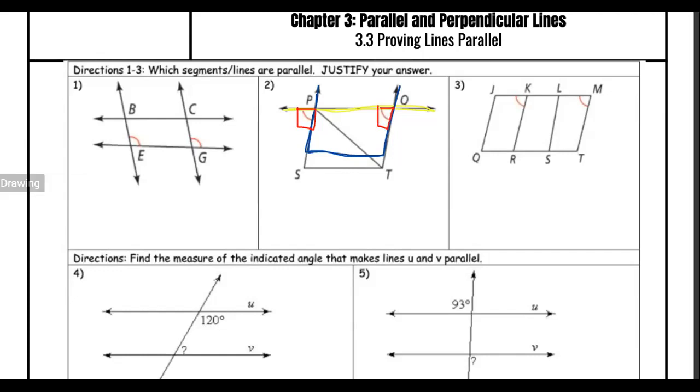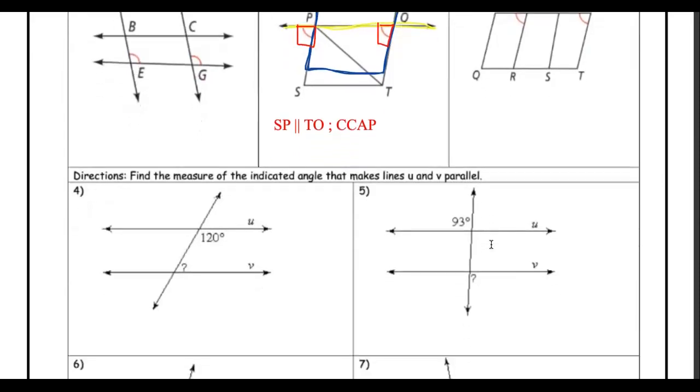I do need to say what lines are parallel. So we're going to say SP, this line is parallel to TO, and that's by the converse of the corresponding angles postulate. Okay, that's number 2. All right, let's take a look at number 4.